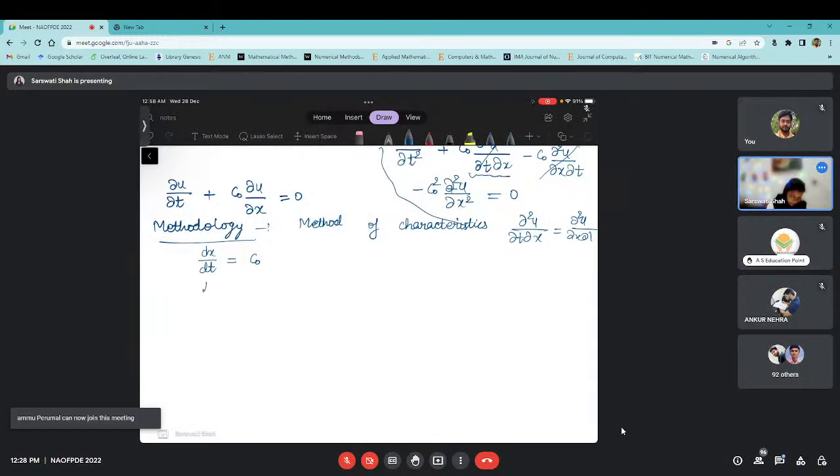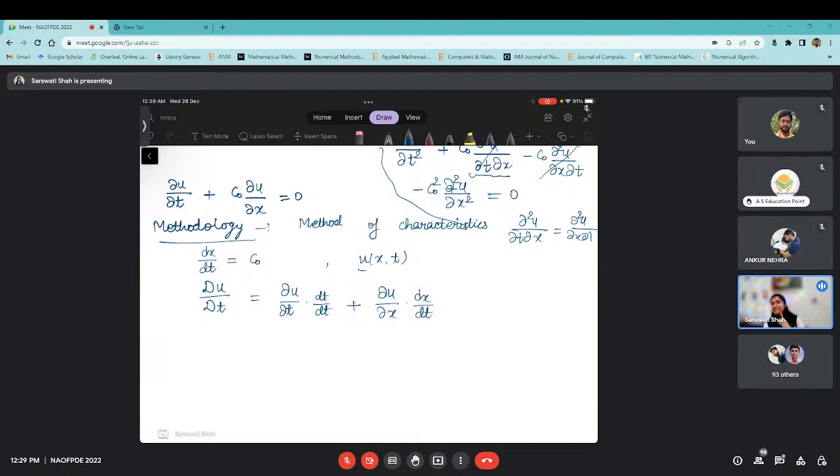So if u, that is a known function, is a function of two independent variables x and t, what will be the total derivative of u with respect to t? It will be the partial derivative of u with respect to t times dt over dt, that is basically 1, plus the partial derivative of u with respect to x and dx over dt. So this is the chain rule.